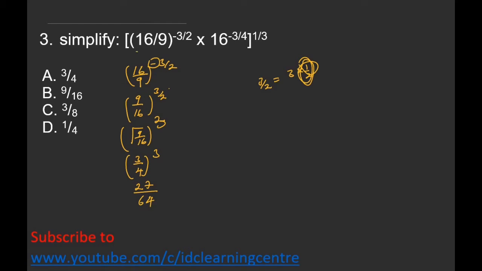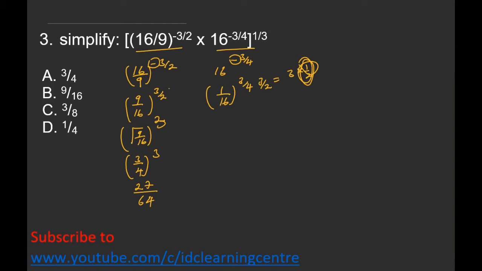And that solves this. Moving on to the second part, we have 16 raised to the power of minus 3 over 4. And we all know by now that a number raised to the power of a negative is just the reciprocal of the number. And that will be 1 over 16 in this case, raised to the power of 3 over 4.